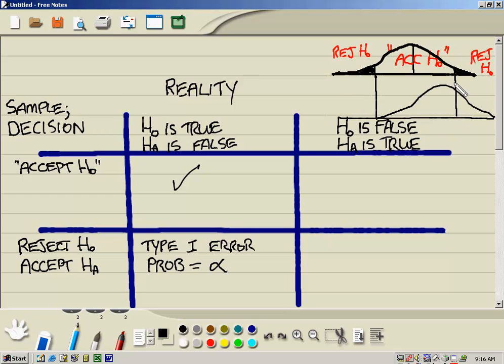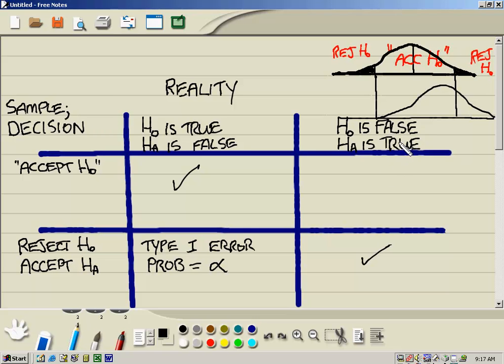So, if the null is false, let's say this distribution is true, and we reject the null, that is, get out of the acceptance region, so down here or up here, remember it's out where the alpha is, this portion, or over here. If we get there, we reject the null, and we do so correctly, and that's a correct decision.